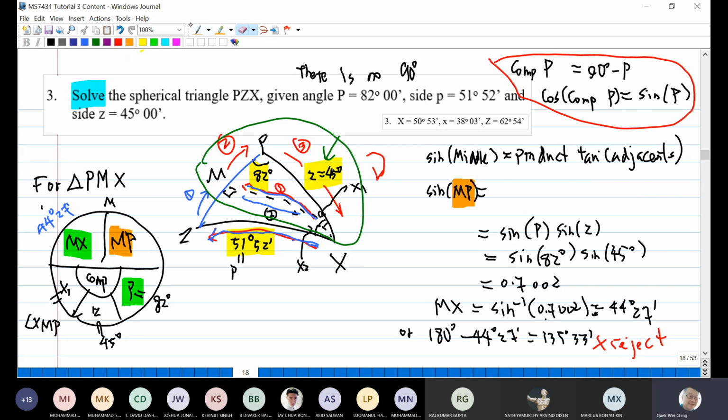So tangent of what is under MX on top, so no cot. Okay, on top MX no cot, no need cot, but P I need cot. So this is tangent P now, cot P.